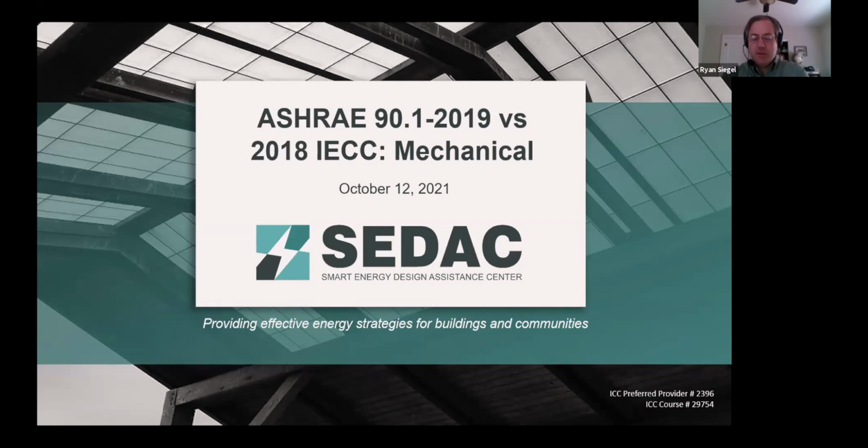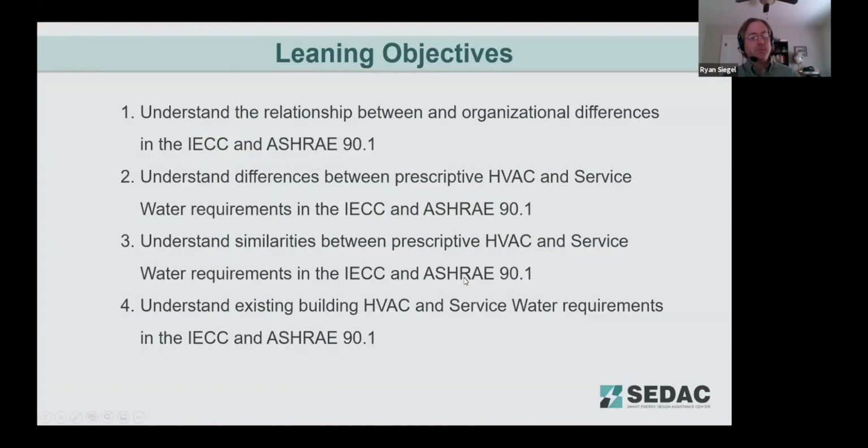So a little bit about today. We will note that some of the differences between ASHRAE 2019 and the IECC are also changes that are being made between the 2018 IECC and the 2021 IECC. So many of you are going to get a preview today of what is going to be coming here to the state of Illinois. We do have a few learning objectives. Obviously, we're going to be looking at the differences and similarities between IECC and ASHRAE 90.1, and particularly focusing on HVAC and service water requirements, as those are closely related.